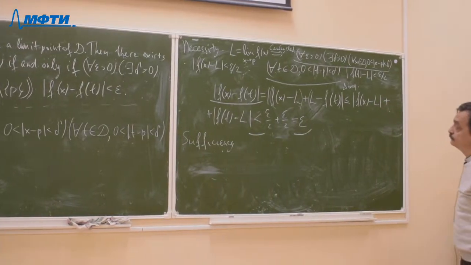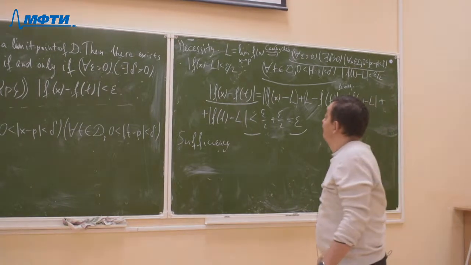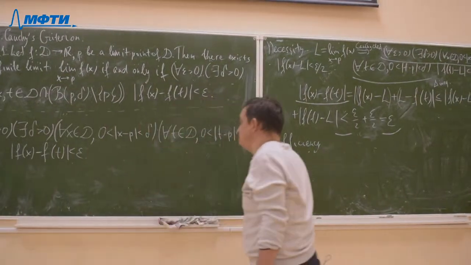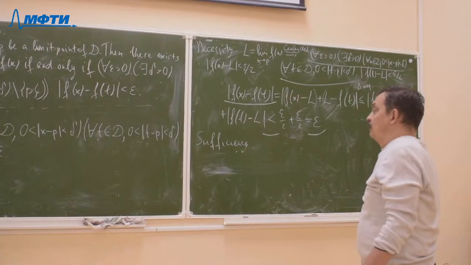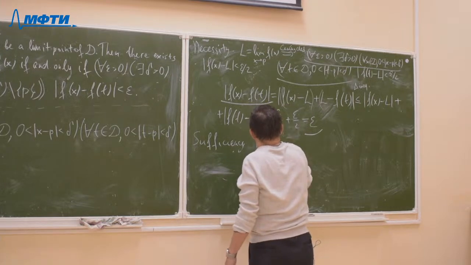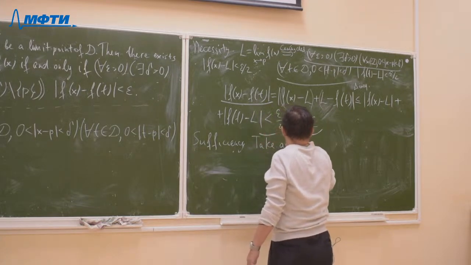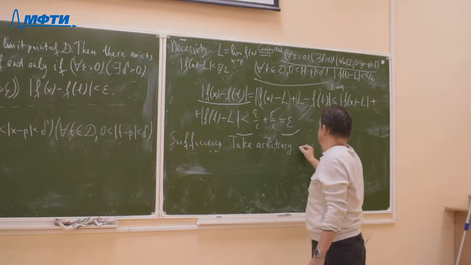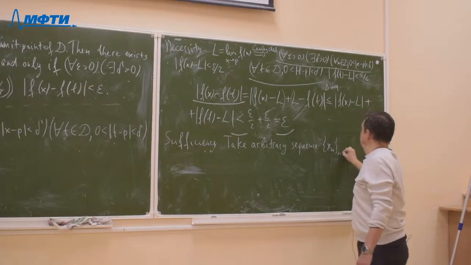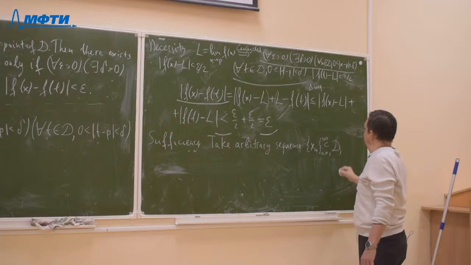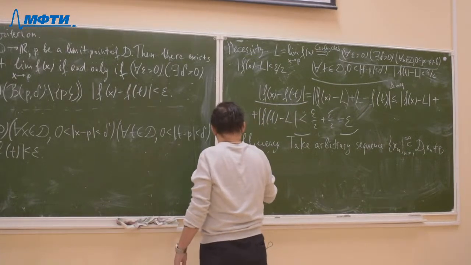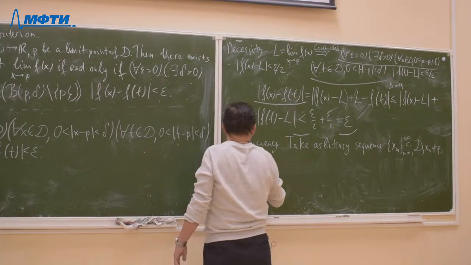Now sufficiency. Sufficiency part. Now we have that inequality, right? Take an arbitrary sequence x_n, n from 1 to infinity, in D, x_n not equal to p, and the limit of x_n equals p.